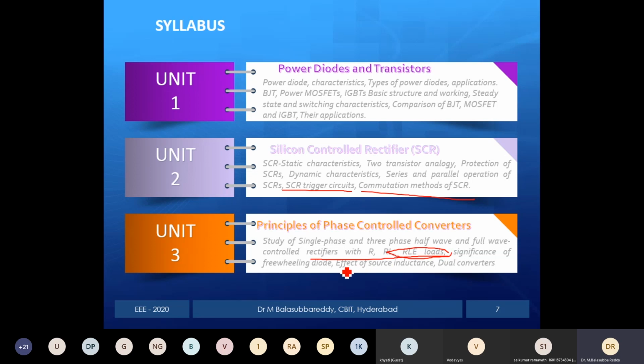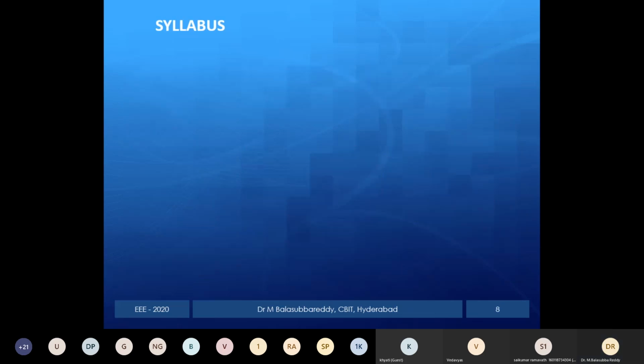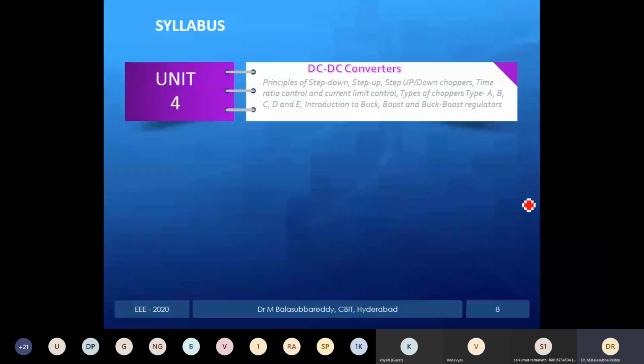And if I consider the source impedance, what is the effect? And another controller is a dual converter. This is a 4-quadrant operated controller. So all this comes across unit 3. And now we'll see unit 4.